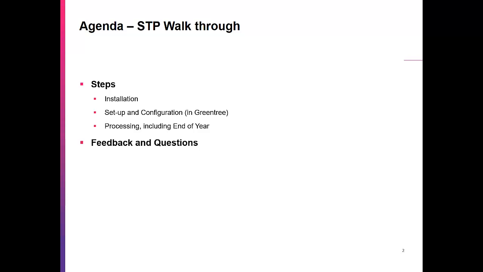Okay, so what am I going to go through in this recording? I'm going to go through the installation, the setup and configuration in Greentree itself, the processing, including the end of year, and feedback and questions, just how we're going to go about that. And lastly, I put it on this slide, just a reminder that what I'm going to cover is shown to you in the 2018.1.0 release. This is the minimum requirement for STP and what you're about to see.